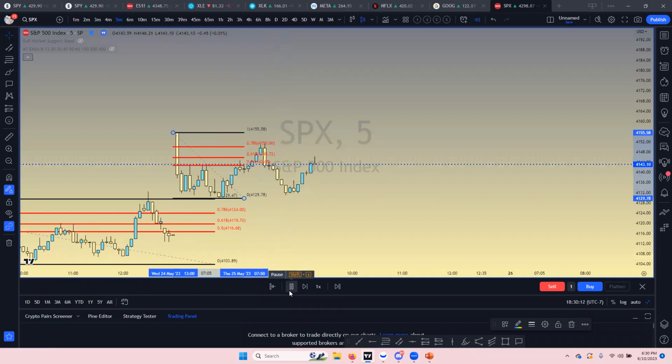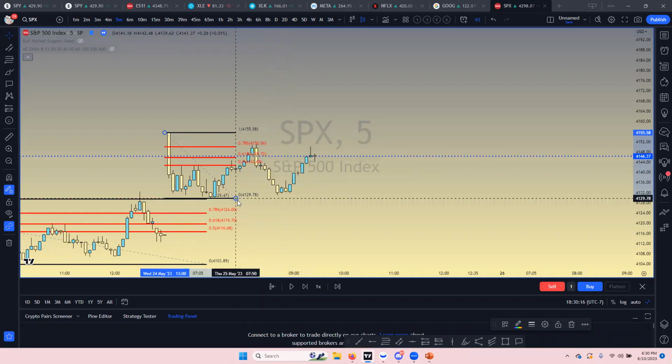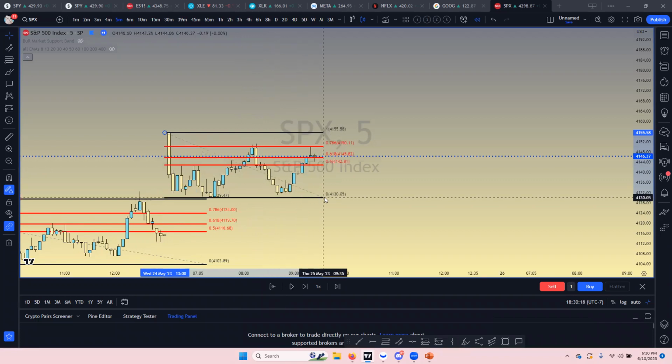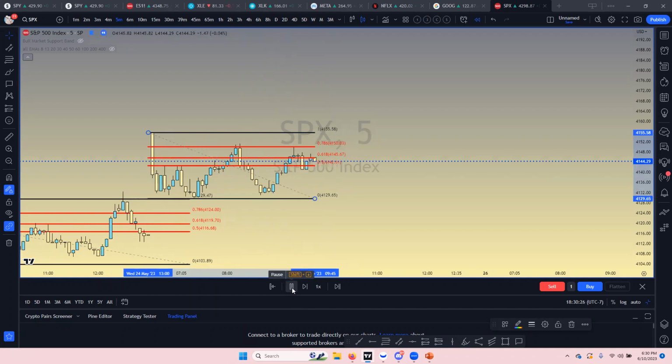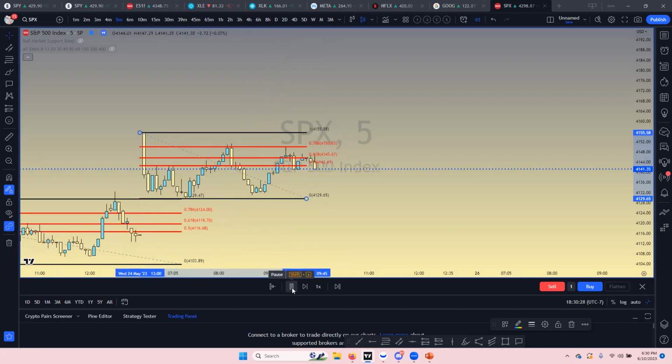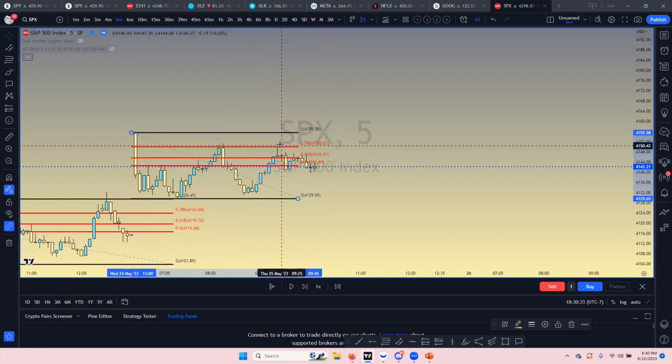So we haven't made a new swing low yet, so I'm not going to move my Fibonacci, but I've got it extended. So I'm just going to extend it, make sure I capture all the price action of the day. And again, see, this 0.786 ends up being another great short opportunity.